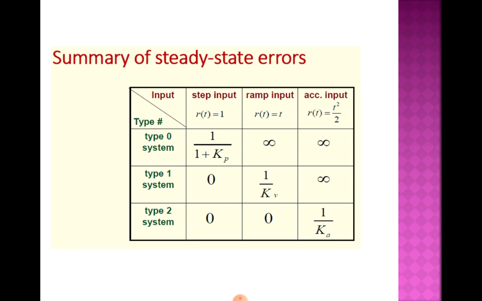Before solving, we can summarize the steady state error. The steady state error can be found for different inputs, whether step, ramp, or acceleration, that is, parabolic input. So for a step, R of t is equal to 1, or R of s is equal to 1 by s.